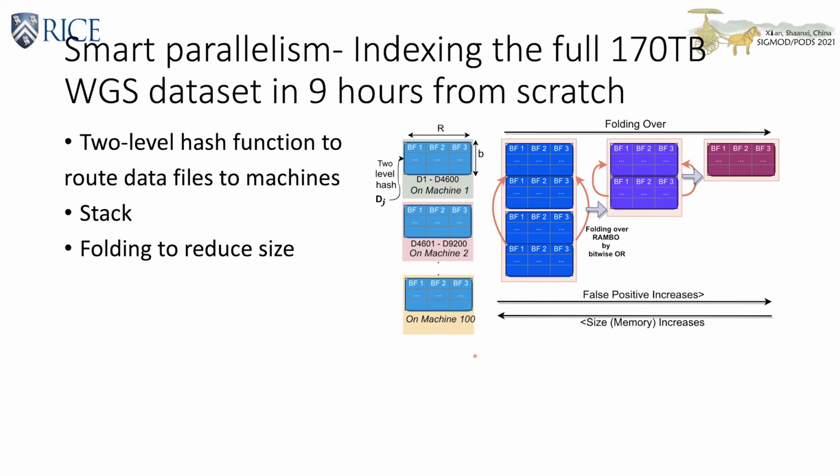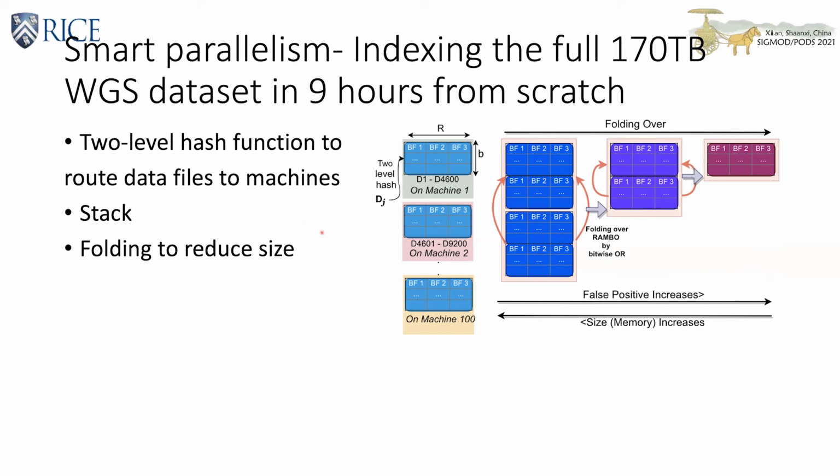To separate the data into these indices, we use a universal hash function. We use a two-level universal hash function. One routes a file to the machine, and another routes the file to one of the R partitions in that particular machine. Note that the data is disjoint on each of these machines, and the index is also disjoint on each of these machines. So they are all independent of each other.